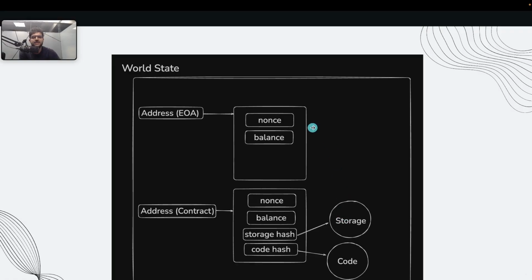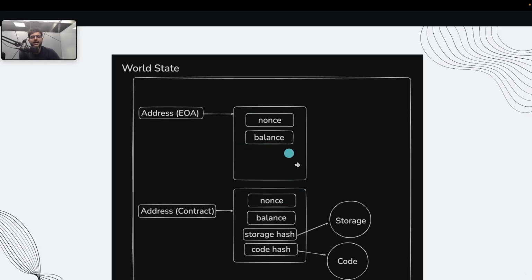In the world state, it looks like this. Okay, it has a storage hash and a code hash. We'll get to how you can compute the storage hash and the code hash. And along with that, it has a balance and a nonce. Same for this guy. What is this nonce? We will get to it. This is not the same nonce as Bitcoin. This is something else. This nonce and this nonce are very different.